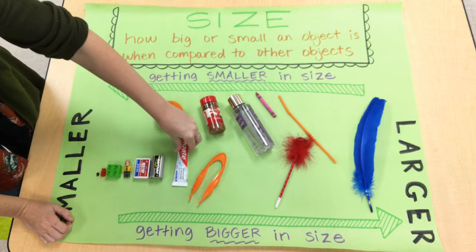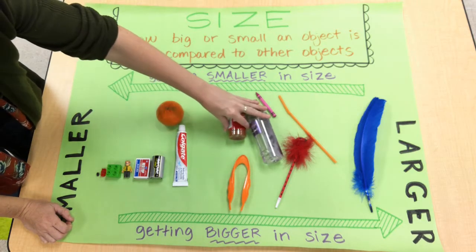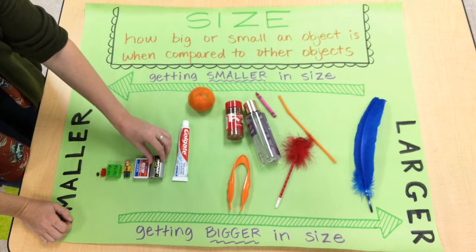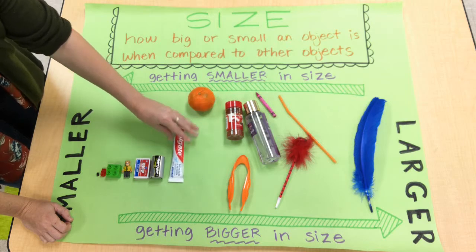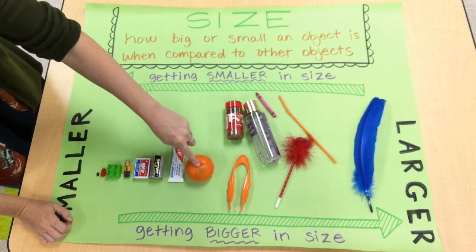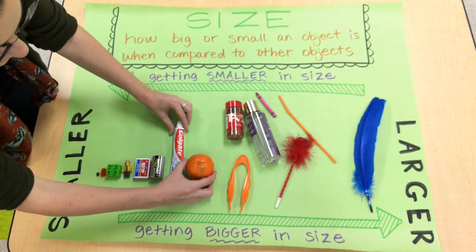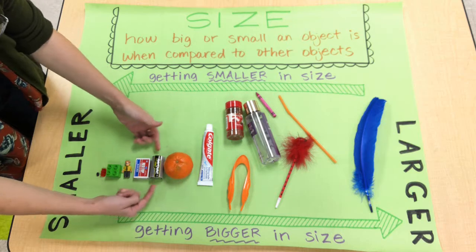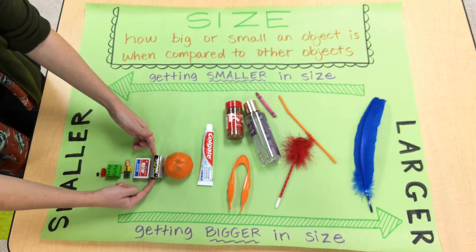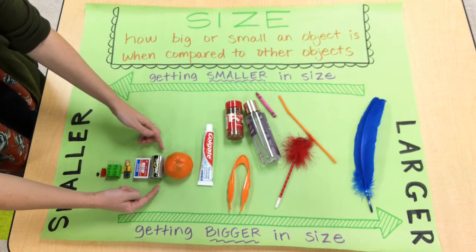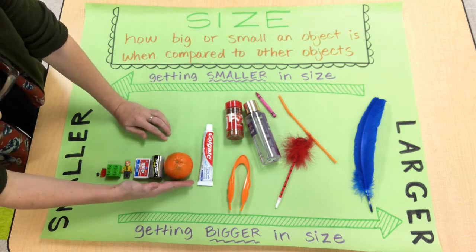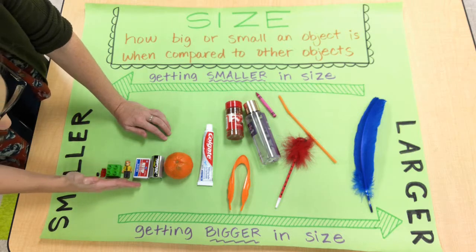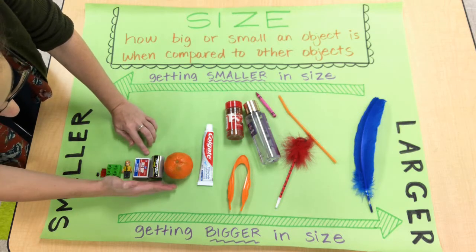Now let's say, oh wow, yeah, my toothpaste is much larger than my battery, so that looks good there. Let me compare it to my orange. Whoa, my orange is much smaller than my toothpaste tube, so I'm going to switch that around, and my orange is bigger or larger than my battery, so I'm correct there. I'm also making sure I'm lining up to the best of my ability all of my objects kind of in a straight line at the very bottom.